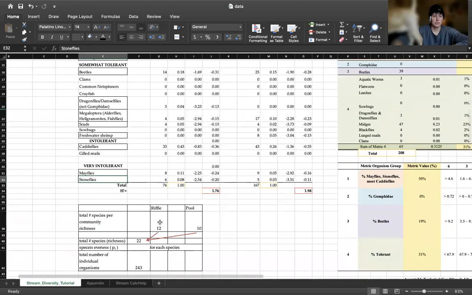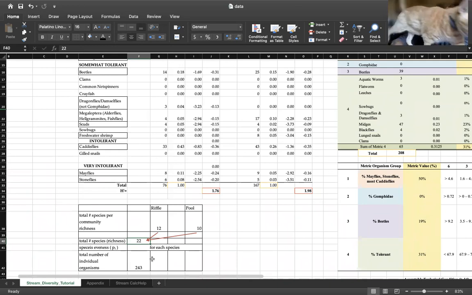You do that as well for the riffle, and if you add them together, that's going to give you your total species richness. We saw a total of 22 different species in the entire stream.